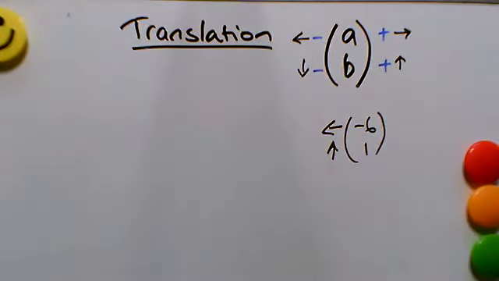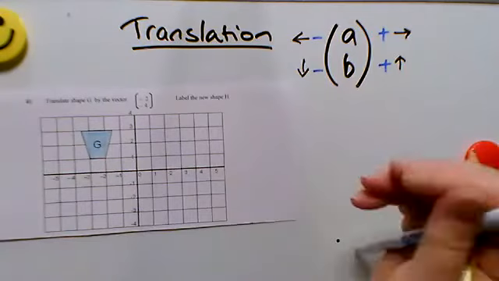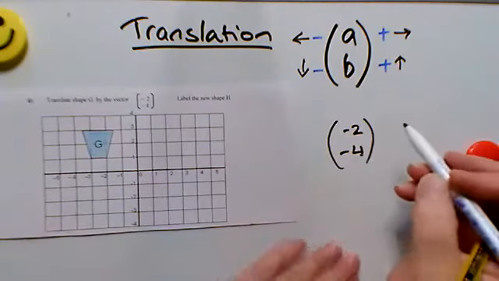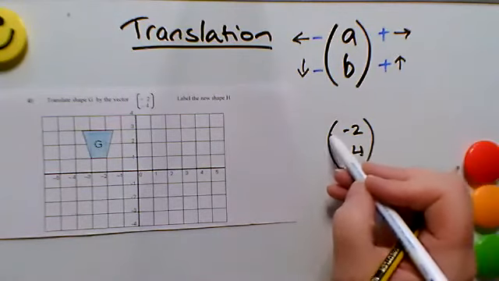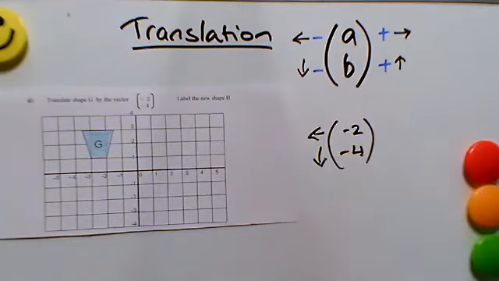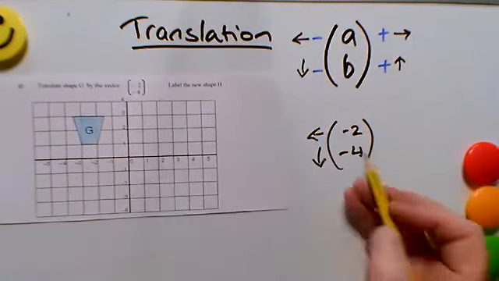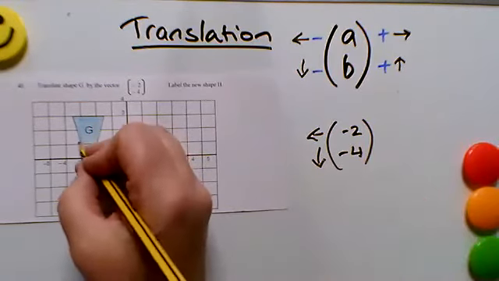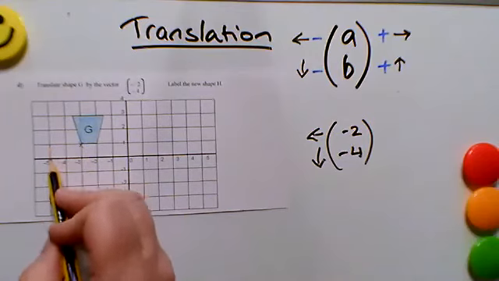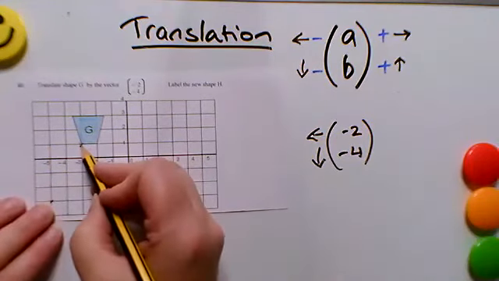And the last example, this vector is (-2, -4). So the -2 tells me 2 positions to the left, and the -4 tells me then 4 positions down. So starting with shape G, I'm going to move that 2 positions. You can start anywhere. I'll start here. 2 positions to the left, and then 1, 2, 3, 4 positions down. This is the vertex I've started with.